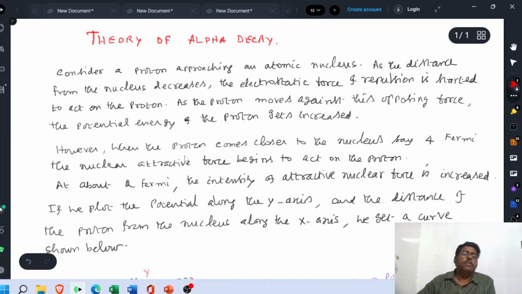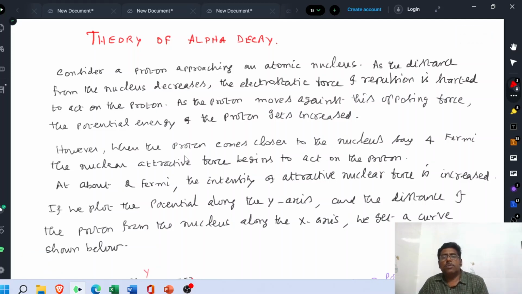In this presentation, we have to talk about the theory of alpha decay. Consider a proton approaching an atomic nucleus. As the distance from the nucleus decreases, the electrostatic force of repulsion starts to act on the proton. As the proton moves against this opposing force, the potential energy of the proton increases.